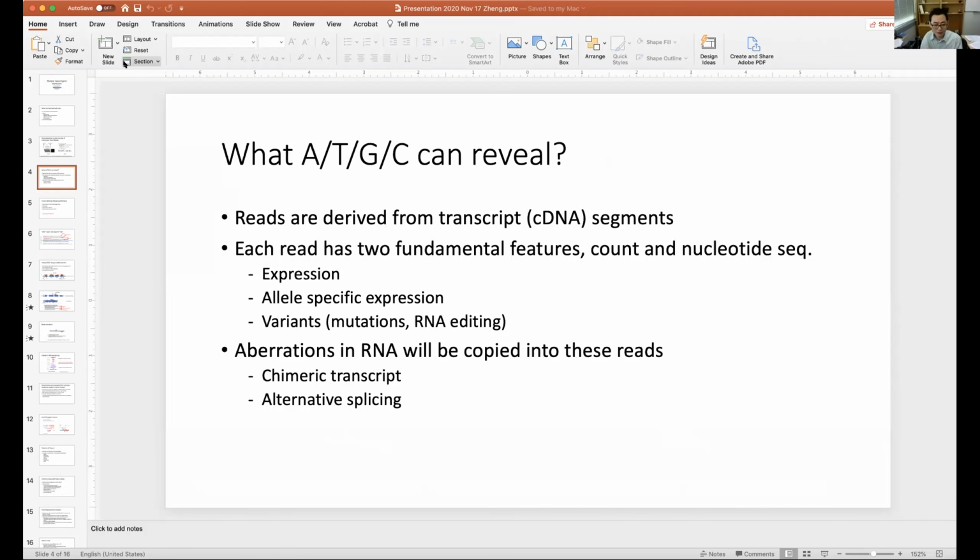But if you do have the controls, then you can have a sense of whether this variant is a mutation or it's RNA editing, should you happen to have the DNA sequencing data. Now the aberrations in RNA or in cDNA will be carried over to these reads. Therefore, from these reads, you can infer the occurrence of gene fusions and alternative splicings.